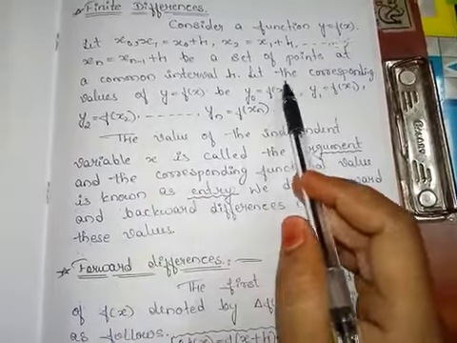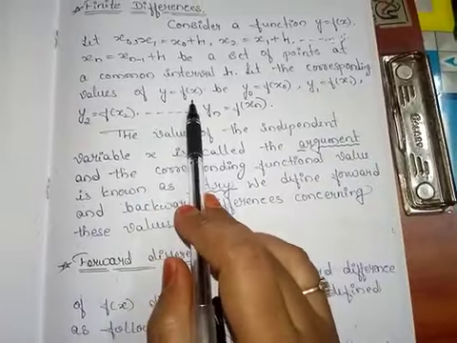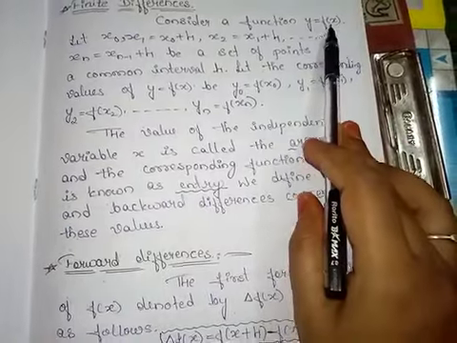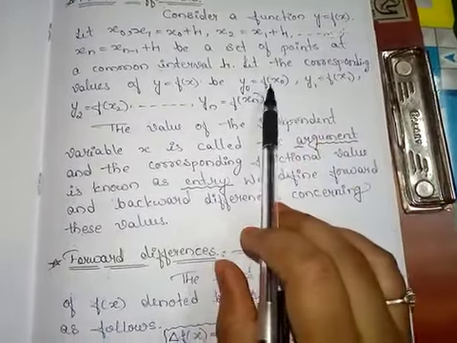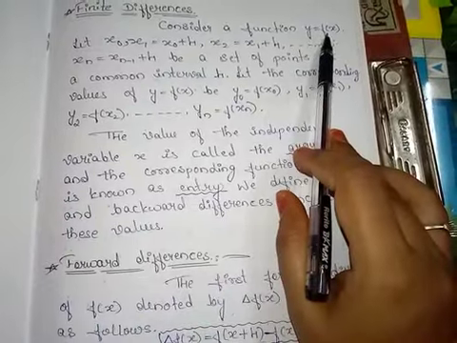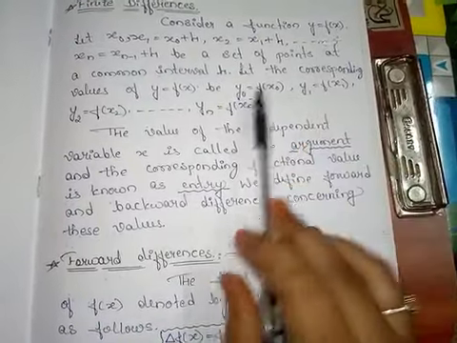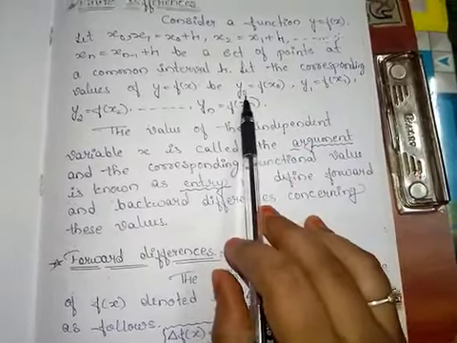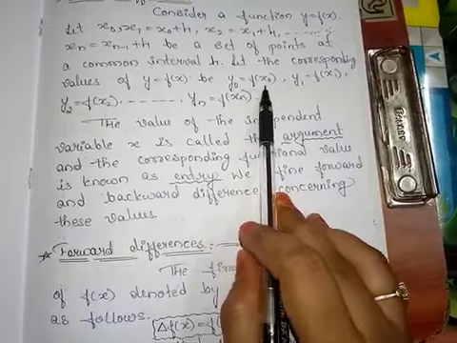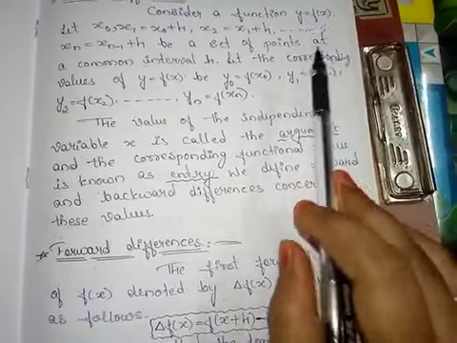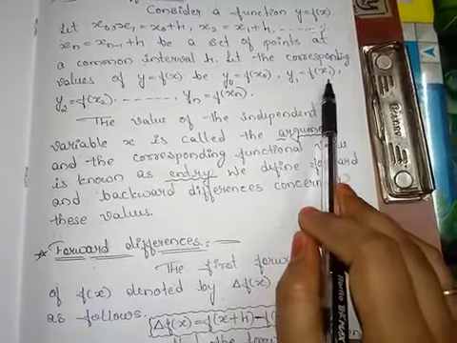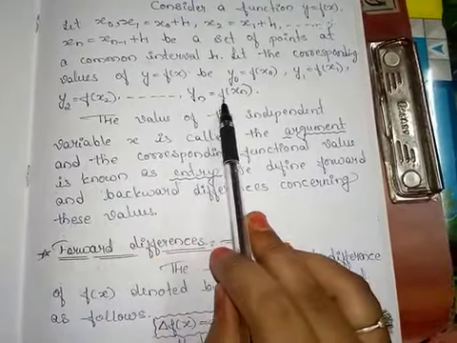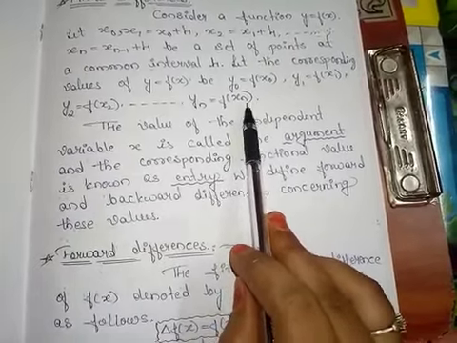And then let the corresponding values of y is equal to f of x. Means the corresponding values of this function, when we substitute this set of values for x. Here when we consider x as x0, it will be f of x0, denoted as y0 is equal to f of x0, and when x is equal to x1 it will be y1 is equal to f of x1, and y2 is equal to f of x2, and so on to yn is equal to f of xn.